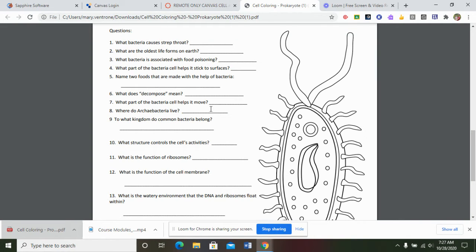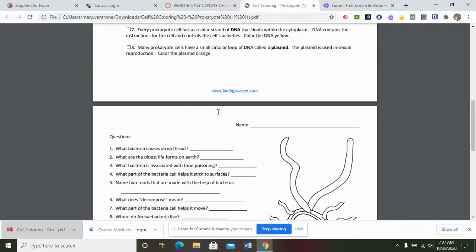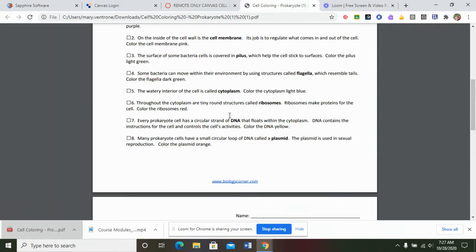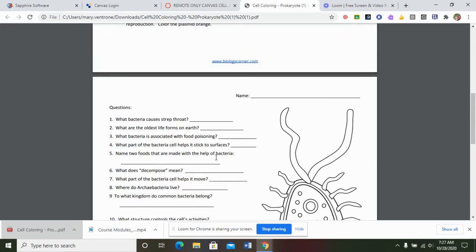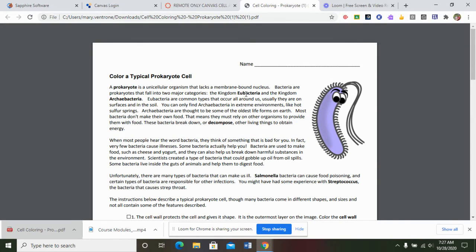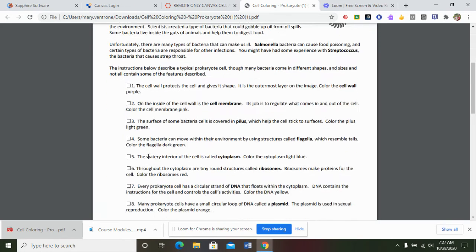What part of the bacteria can help it move? We went over this one in our notes. Some bacteria move within their environment by using structures called flagella, which resemble tails. So the flagella would help it to move. Where do archaebacteria live? They live in very extreme environments like sulfur springs. To what kingdom do common bacteria belong to? Common bacteria, that's going to be up here, the eubacteria. And it says right here, eubacteria are common types.